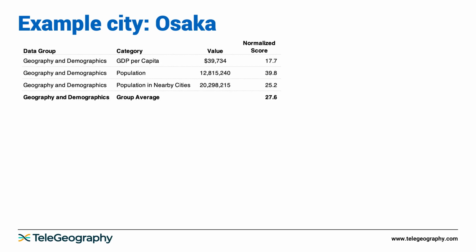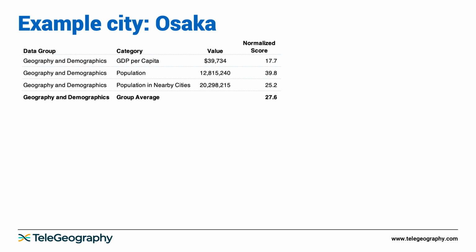I randomly picked Osaka, Japan, for this example. Within the geography and demographics group, we have GDP per capita, it's 39.7K, and population, 12.8 million. And because the hub serves not just itself, but nearby cities, what's the population of nearby cities within a certain radius? But you probably will see an immediate problem.